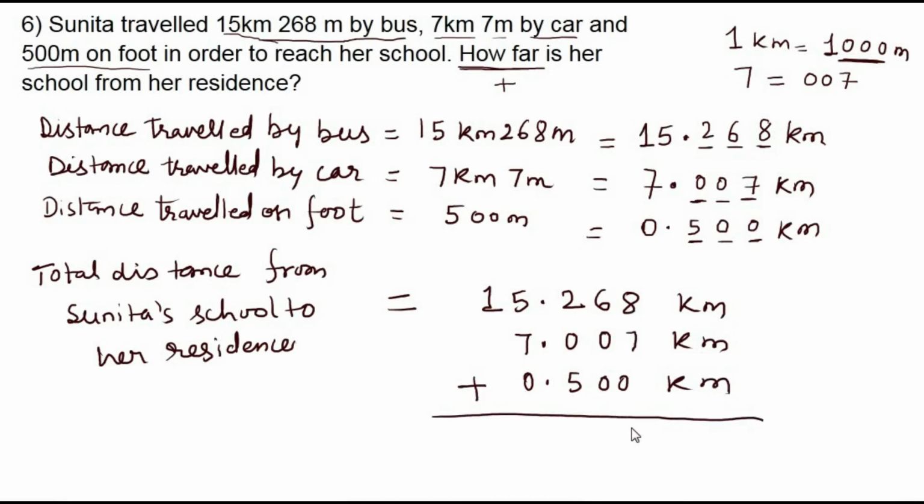So 8 plus 7, that is 15. 1 carry, 1 plus 6, that is 7. 2 plus 5, that is 7. Then we need to put the decimal point as it is. Then 5 plus 7, that is 12. 1 carry, 1 plus 1, 2 kilometer. So the total distance from Sunita's school to her residence is 22 kilometer 775 meter or 22.775 kilometer.